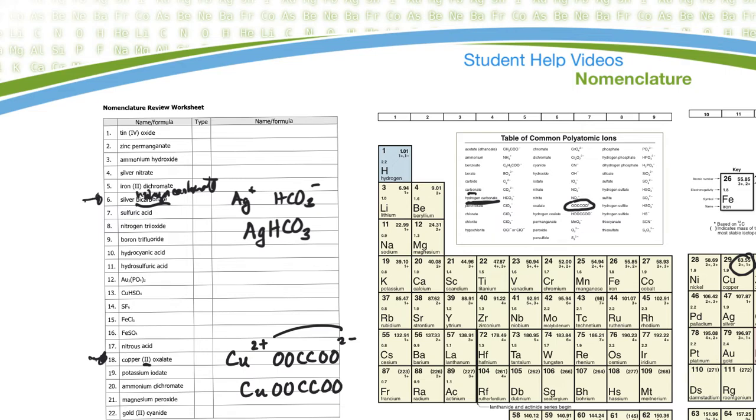CuOOCCOO. Now, some books sometimes, rather than writing all the oxygens out like that and all the carbons, group them. So you might see this as CuC2O4, but I prefer writing it out like this because chemically, and you'll see that in Chem 30, this is a better indication of what the compound looks like. But you could write it like that too.